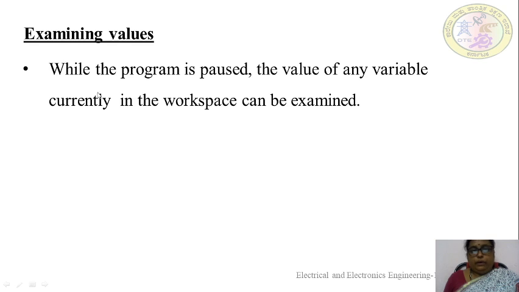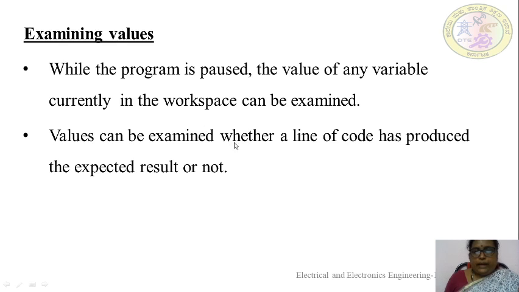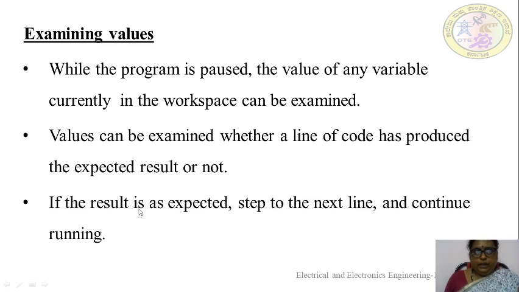Examining the values. When the program is paused, the value of any variable currently in the workspace can be examined. By now you already know that the workspace keeps a record of whatever values you are entering. Values can be examined to see whether a line of code has produced an unexpected result or not. So you can find where the error is present in the code. If the result is expected, step to the next line and continue running. If you get a proper result or an expected result, then you can go to the next line.